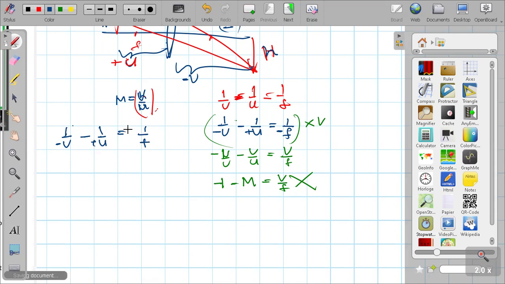So the next option, you have to use V. Sorry, multiply by U. We need to keep U. Let's see. U over V minus U over U equals U over F. Okay. We know one thing. V over U is M. U over V means it is 1 over M.